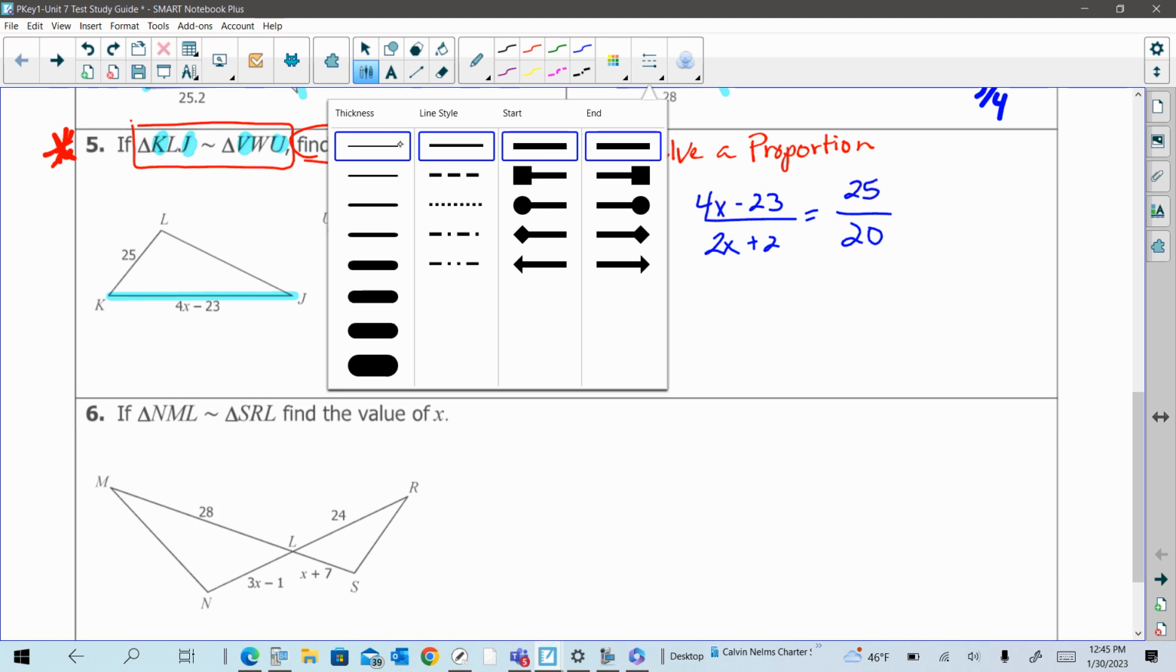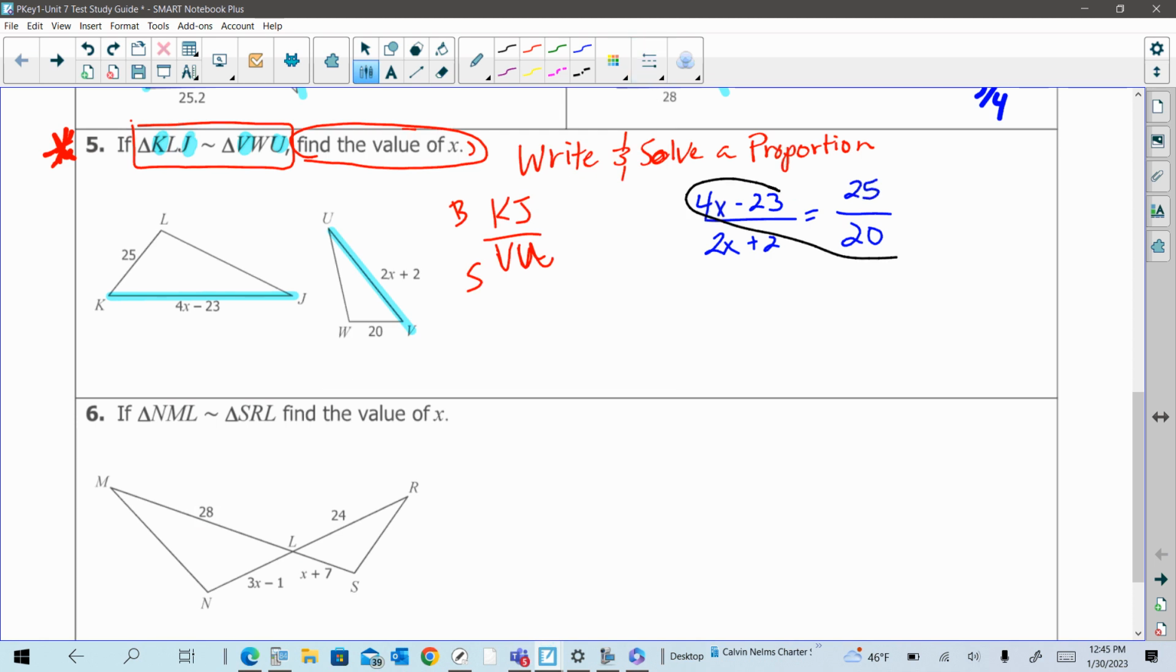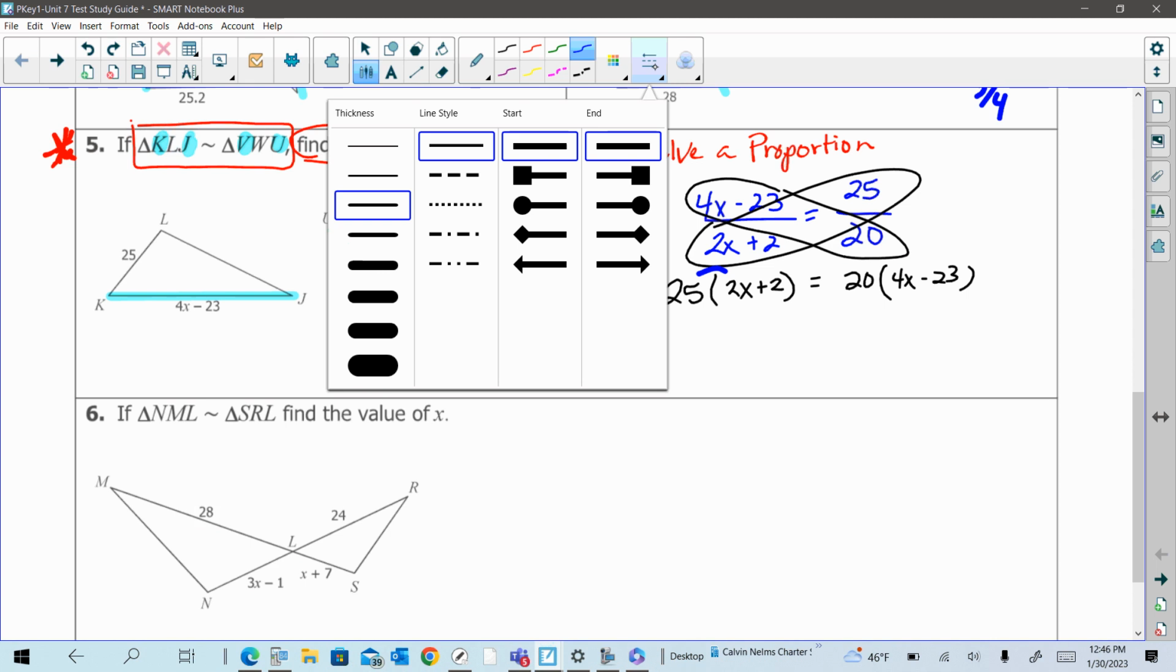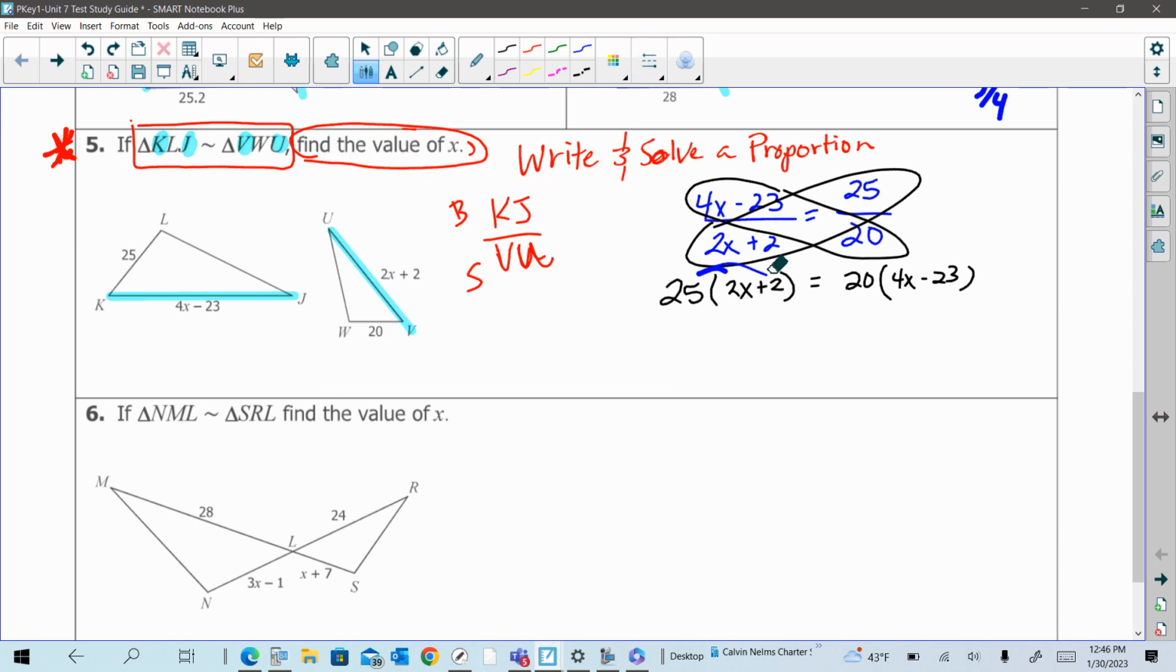All right, now we just need to cross multiply, but we need to use parentheses here. So this would be 25 parentheses 2x plus 2. This is going to be 20 parentheses 4x minus 23. And you're going to need to distribute the 25 and the 20. So 50x plus 50 is going to equal 80x minus 460.